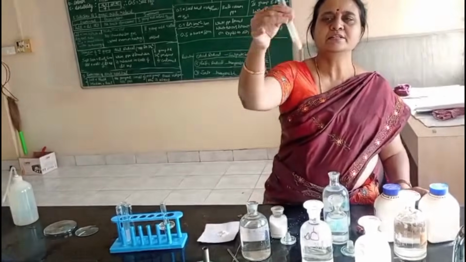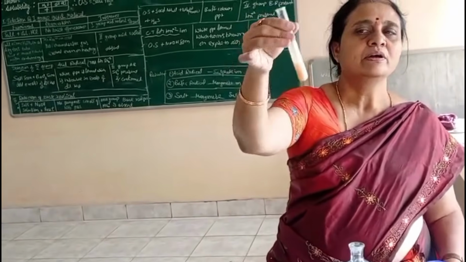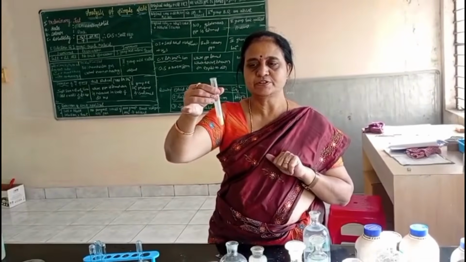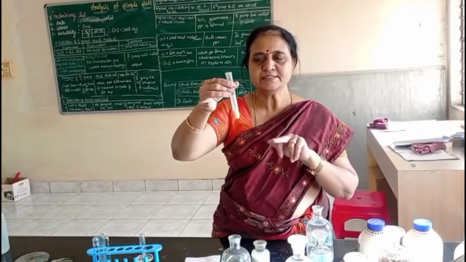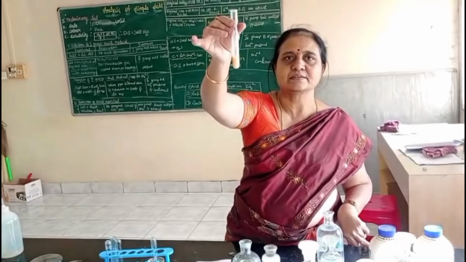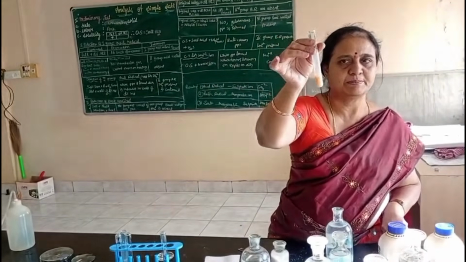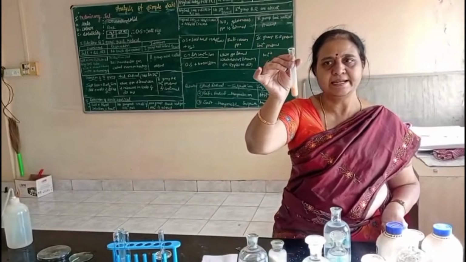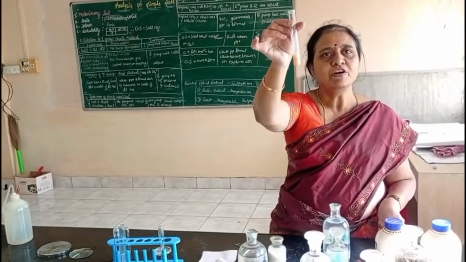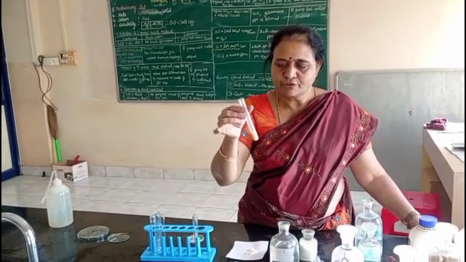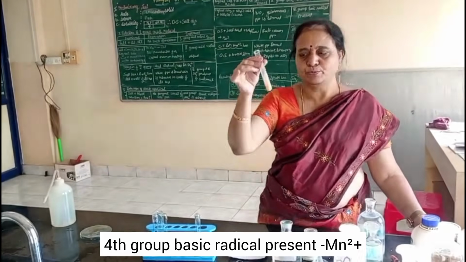See here, this becomes fourth group. So, see here, I am taking original solution. I am adding solid NH4Cl plus NH4OH excess. Then I am adding H2S gas. I am getting buff color precipitate. Buff color precipitate indicates the presence of fourth group basic radical Mn2+. Fourth group basic radical Mn2+ present.